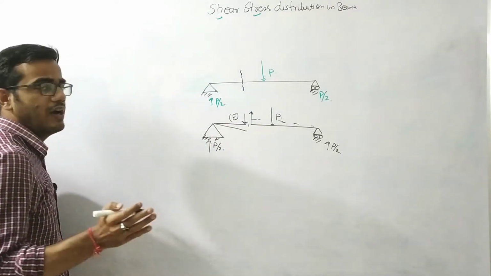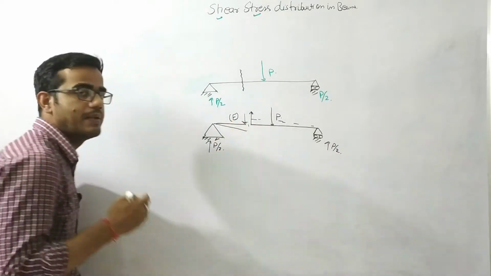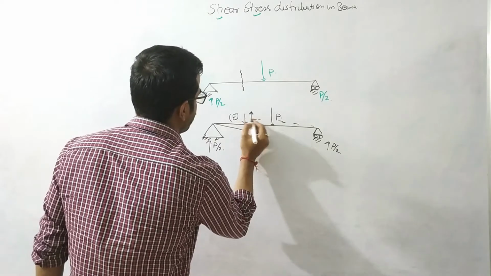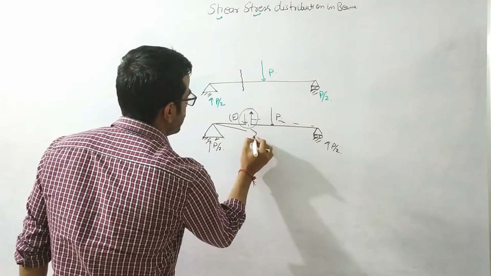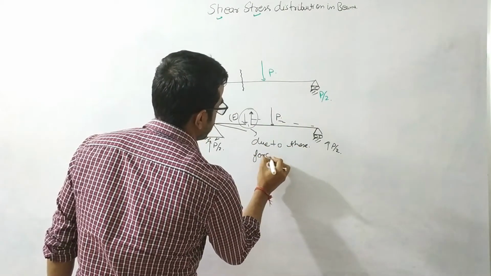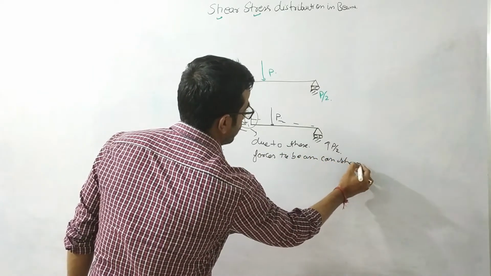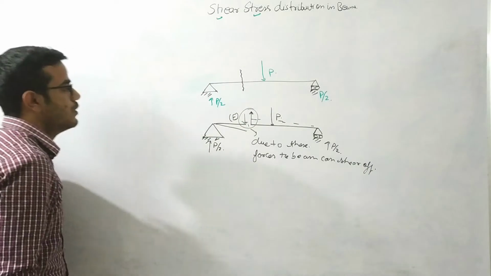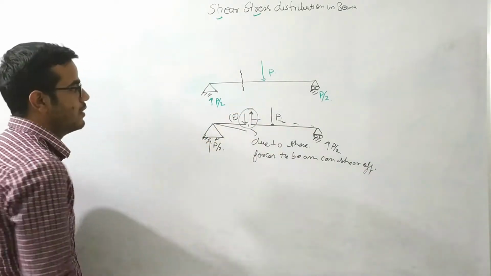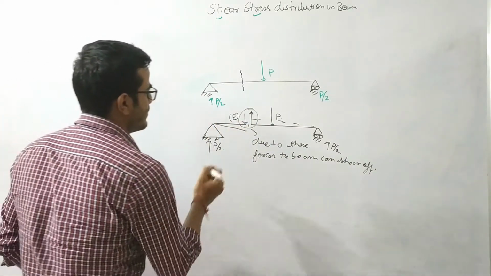If I didn't provide any shear resistance at this point or anywhere, then the beam can shear off due to these forces. So basically these are the resistance forces, or you can say the internal shear forces, which are generated at the surface.